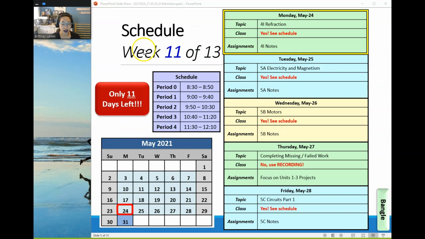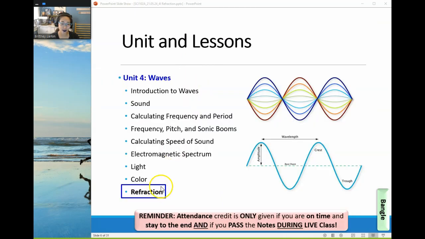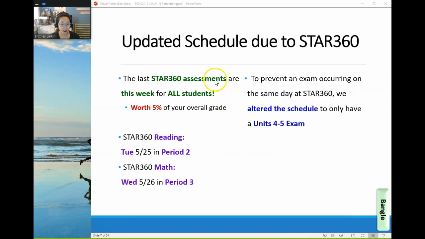Let's go ahead and take a look at our schedule. There are only 11 days left of the school year and then courses are over. No assignments will be accepted after that final deadline, which we'll go over in just a few moments. We are wrapping up Unit 4 today by talking about refraction, and then you will have a couple lessons on Unit 5, and next week you will have your last exam, your only exam, but you'll have an exam on Units 4 and 5. So again, we're wrapping up today talking about waves by looking at refraction.